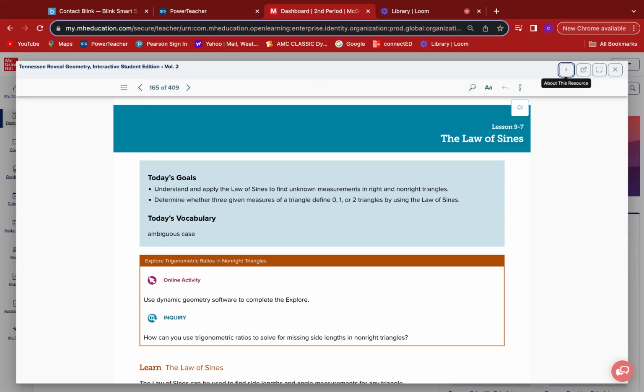Hey, everybody. We are in lesson 9-7 of the Tennessee Revealed Geometry, and this is the law of sines.